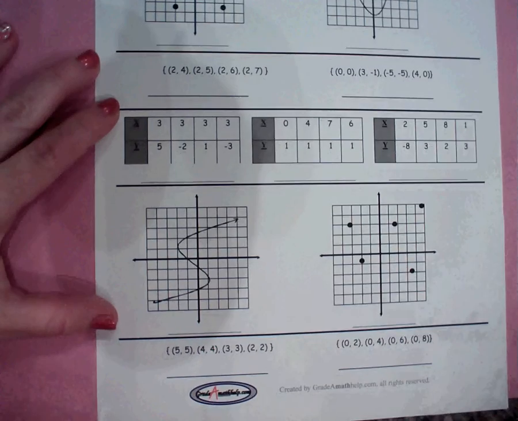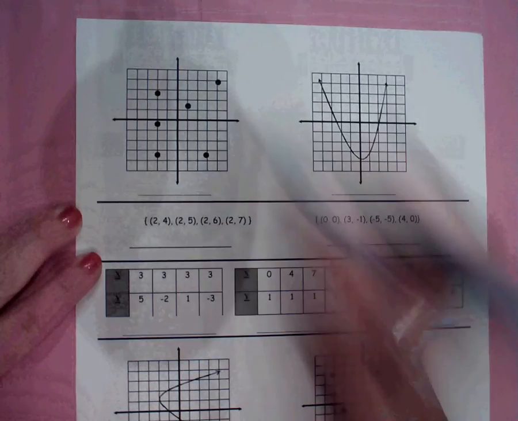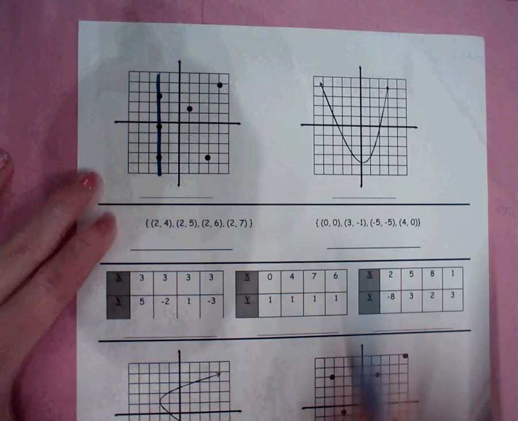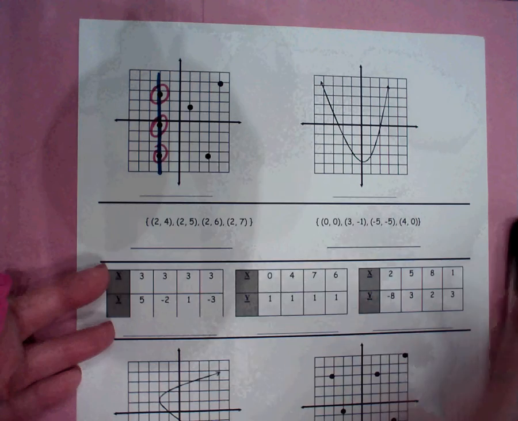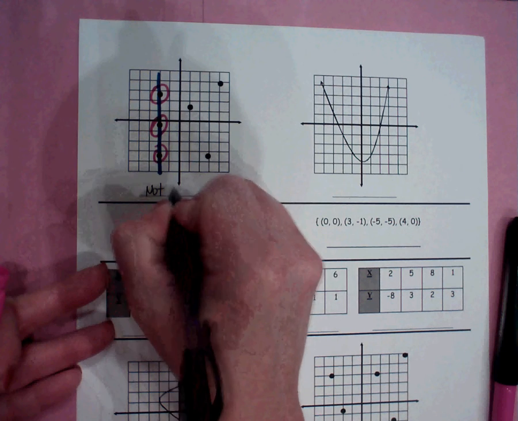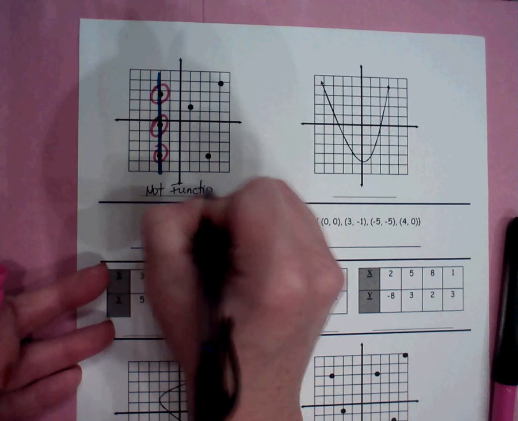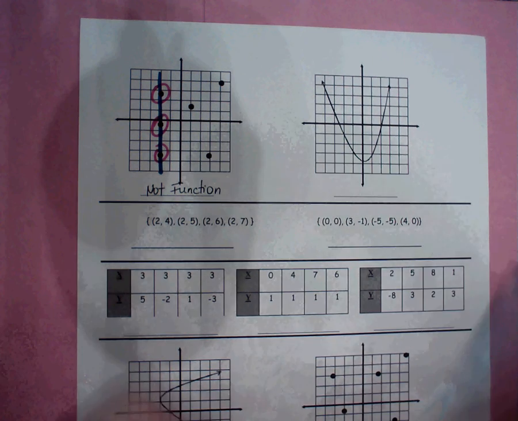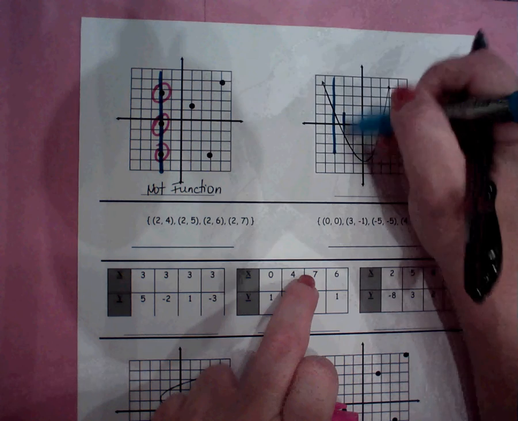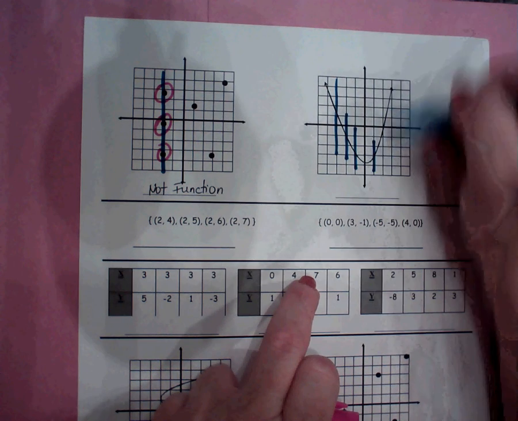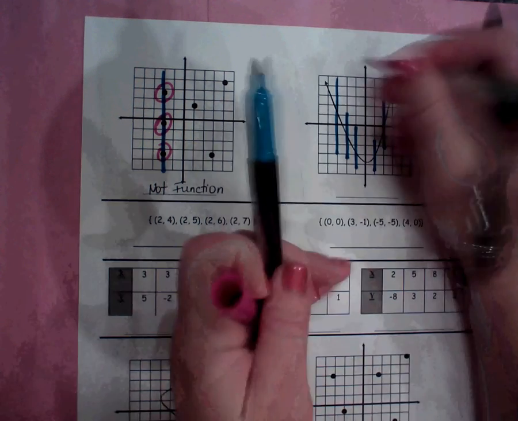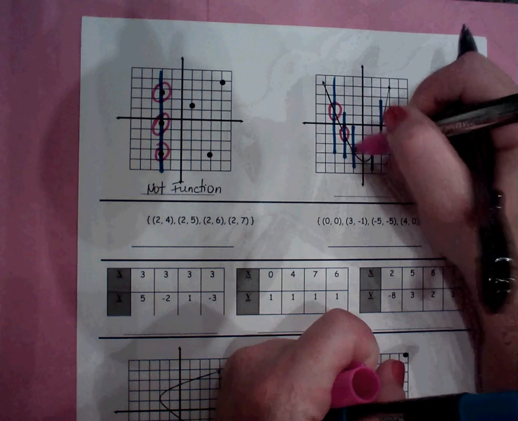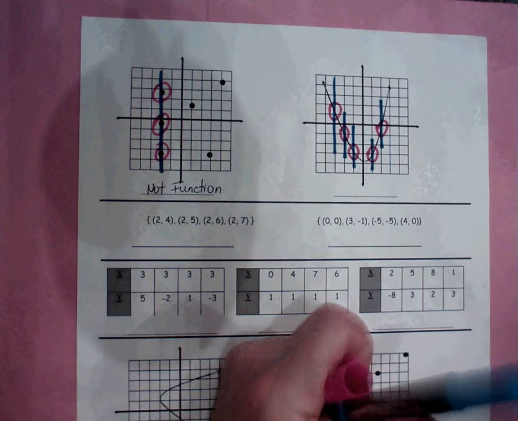All right. Now on this one, obviously this repeats. It touches all those x's when I do the vertical line test. So this is not a function. Now when I do my vertical line test, just draw a couple of lines. None of those lines touch more than once. So this is a function.